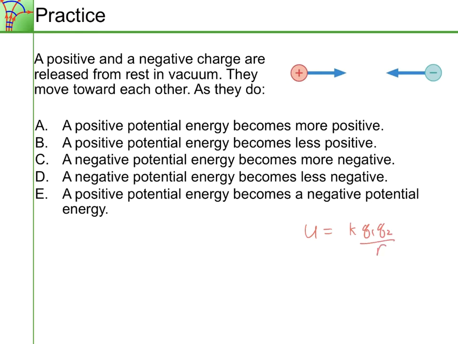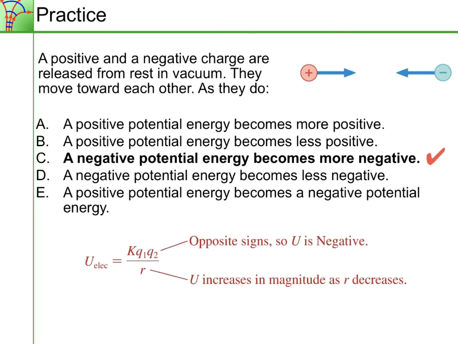And let's do the answer. A negative potential energy becomes more negative. Let's think about that. It's negative because one charge is positive, one charge is negative, so the product is going to be negative. So it's always going to be a negative energy. And the potential energy is going to get larger as they get closer and closer together, because R gets smaller, which means this becomes a larger number.